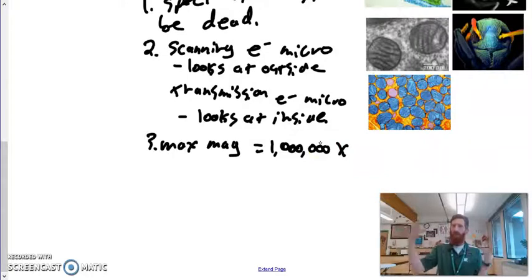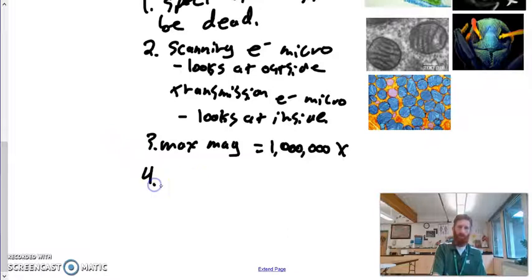We can see some macromolecules. We can maybe see the tails of the lipid, the hydrophobic tails and the hydrophilic head of the lipid, possibly. We can definitely see all of the organelles. We can't see the individual nucleotides of DNA, or water or anything like that.